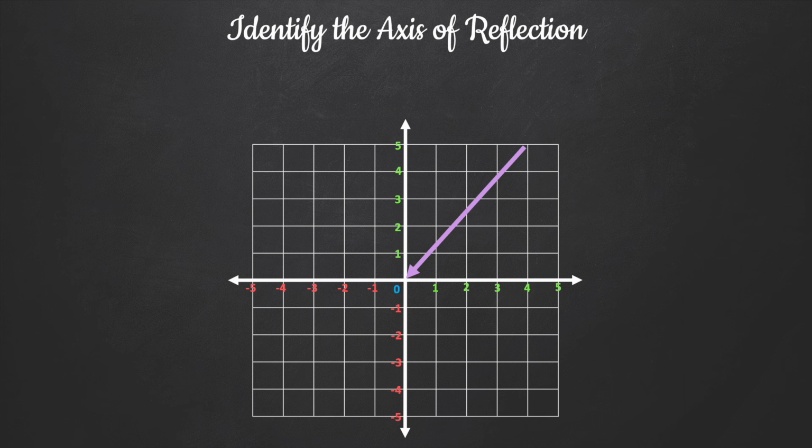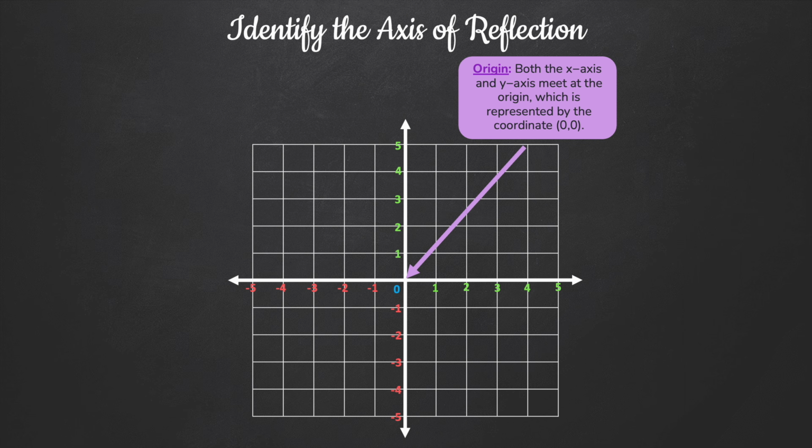In the middle, we have our origin. The origin is where both the x-axis and y-axis meet, and it's represented by the coordinate 0, 0. The origin is where we start to plot any coordinate.